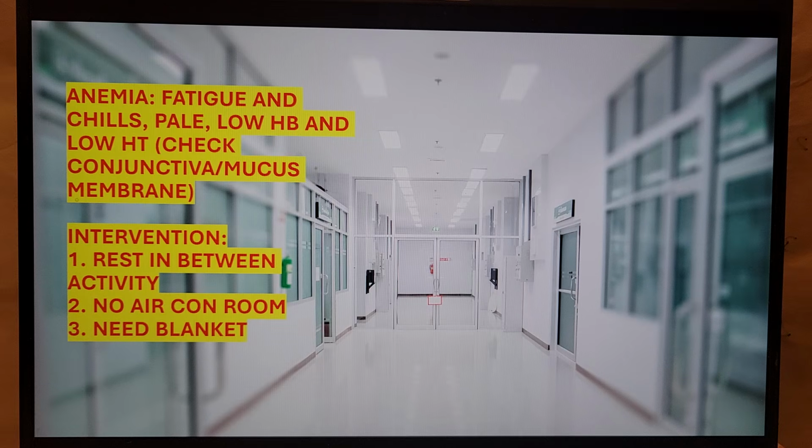And they are very pale. Check their conjunctiva or check their mucous membrane, right? For dark-colored skin, it is usually easy to look at their mucous membrane in the mouth, right? Intervention for people with anemia, because they always have fatigue and chills: rest in between activities, so don't do everything all together at the same time. They are too tired for that. Don't give them an air-conditioned room, or the room should not be too cold, right? And they need a blanket. So this is for people with anemia, who are easily tired and cold, with chills, right?